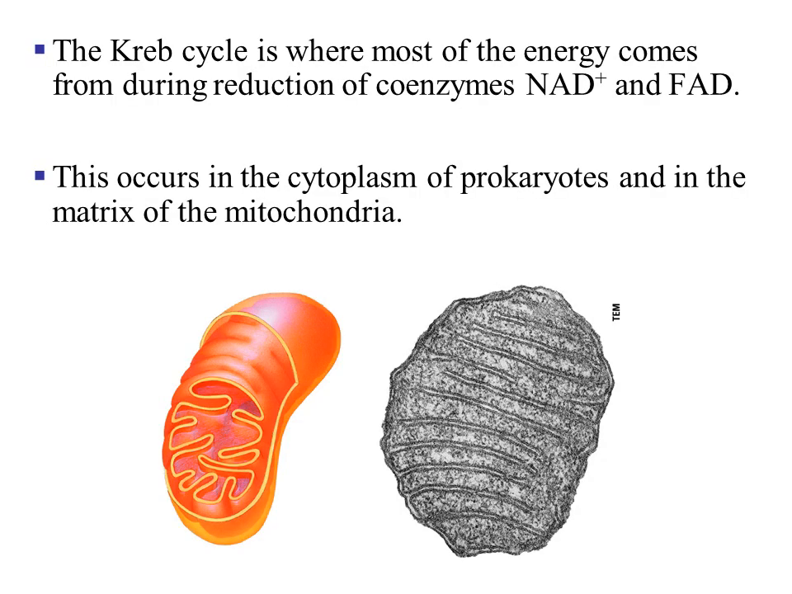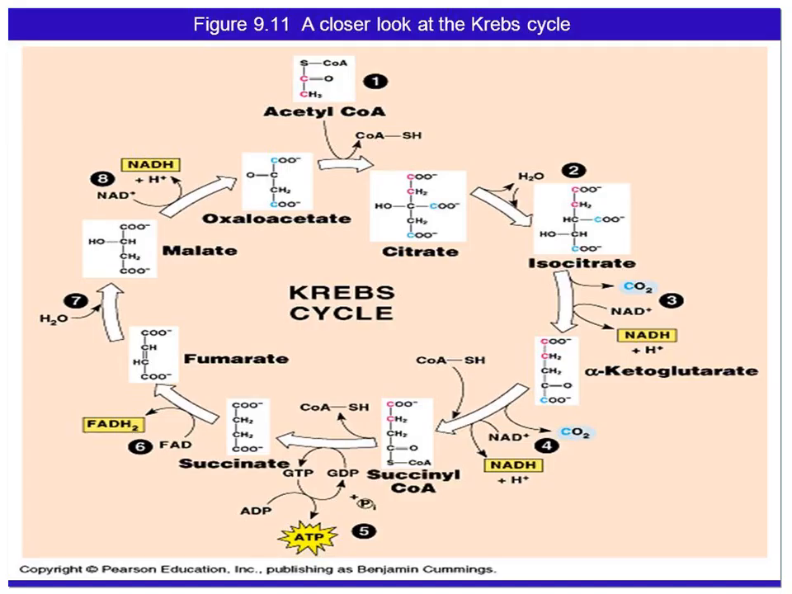The Krebs cycle is part of cellular respiration. It is where most of the energy comes from during reduction of coenzymes such as NAD and FAD. This occurs in the cytoplasm of prokaryotes, and it occurs in the matrix of the mitochondria. This is the Krebs cycle, or the citric acid cycle, or the TCA cycle. You will need to know all of the substrates and products of this cycle.